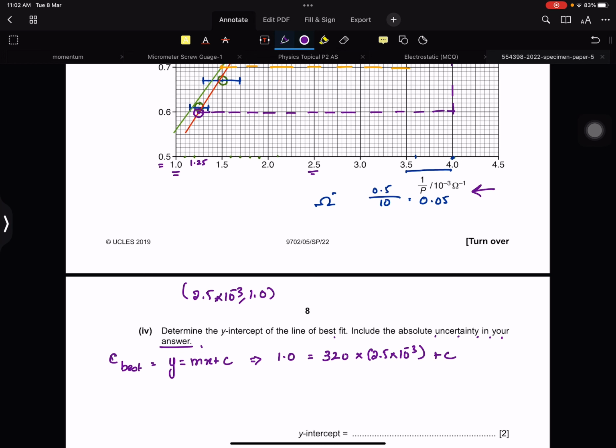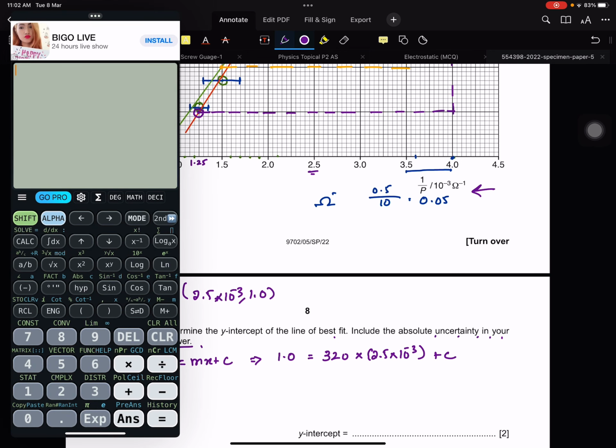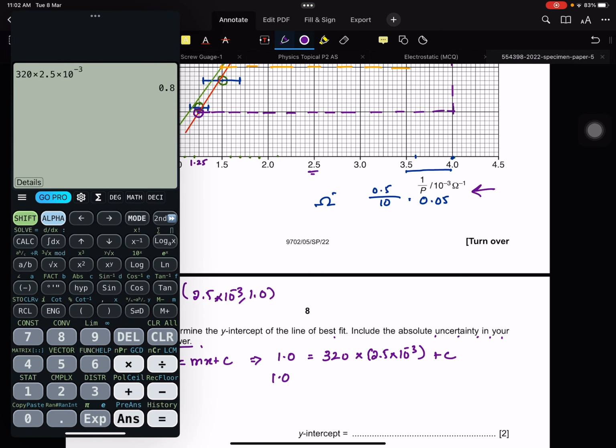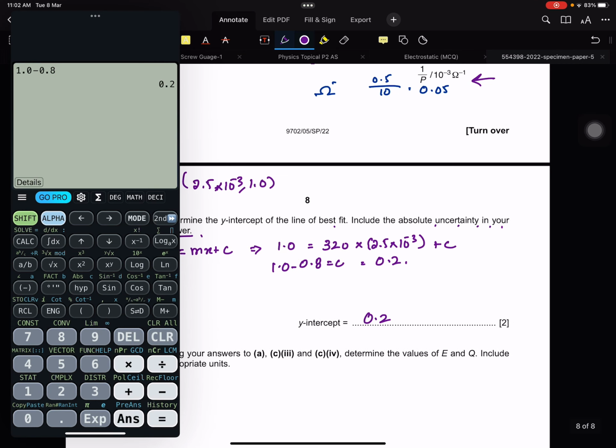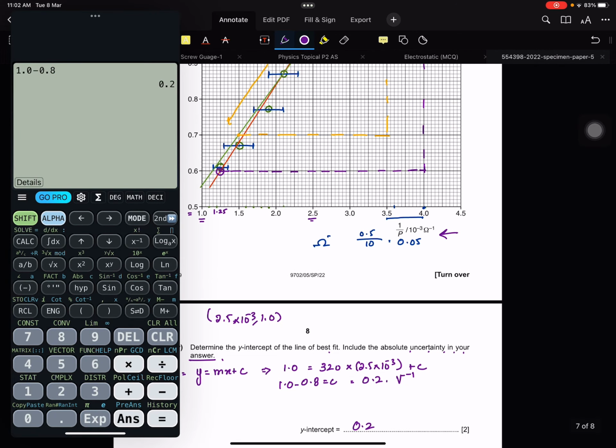So let's do this. So usually it takes very little time, and try to do it as soon as possible. So let's just solve that first. 320 times 2.5 times 10 raised to power minus 3 is 0.8. So 1.0 minus 0.8 equals c. So 1.0 minus 0.8, this is 0.2. Now I'm going to write 0.2, and I can also work out the unit. It's V^-1 because the y-axis is V^-1, right?